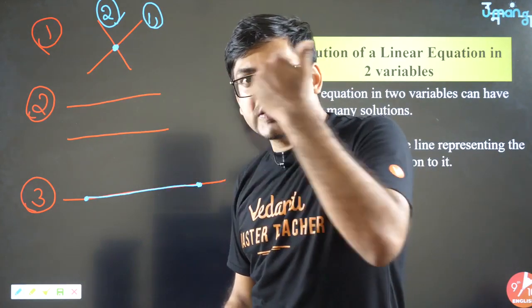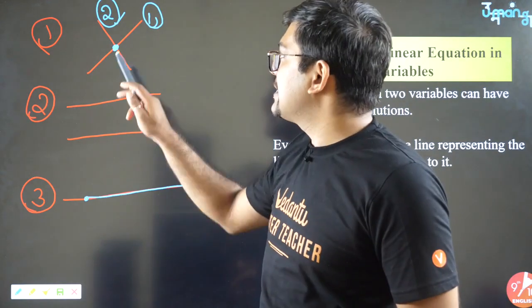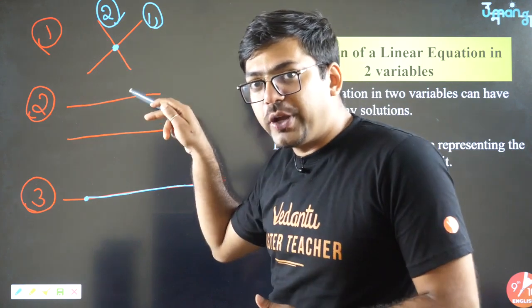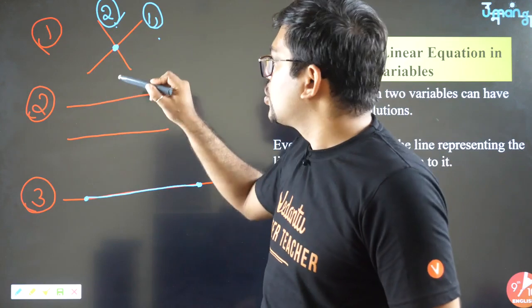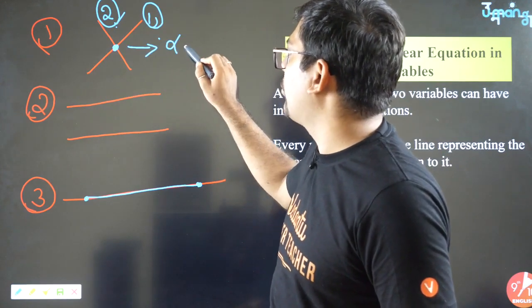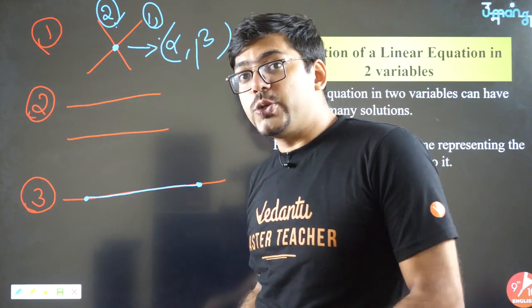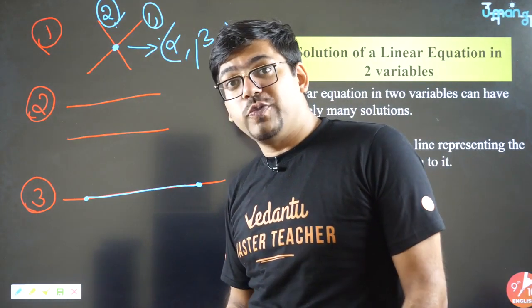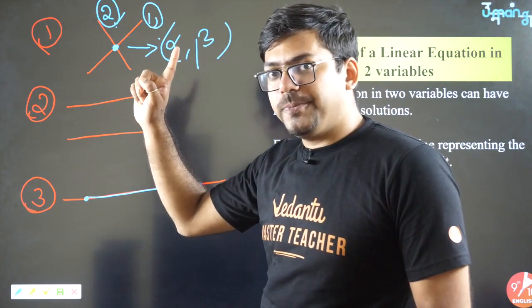If it is going to satisfy both of them, this means that this blue dot or the point is actually a solution to both the equations, both the lines. So say for example, if you have got alpha and beta, this alpha and beta will be called the solution of both the equations, the pair of linear equations in two variables. That's what we study. So here you have got one solution only.